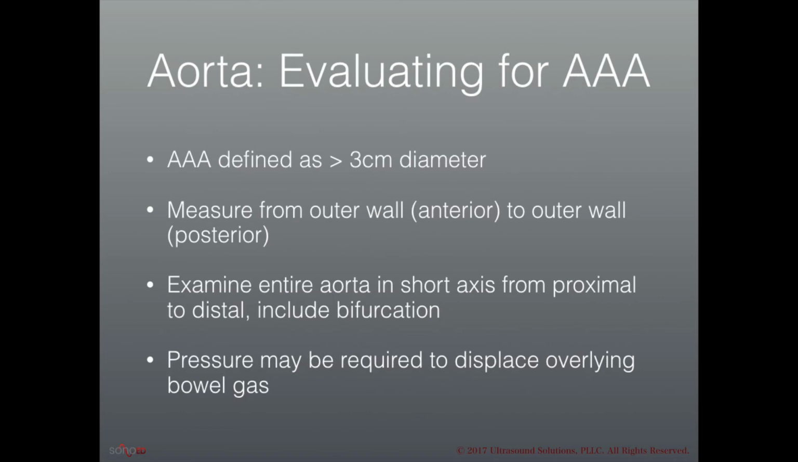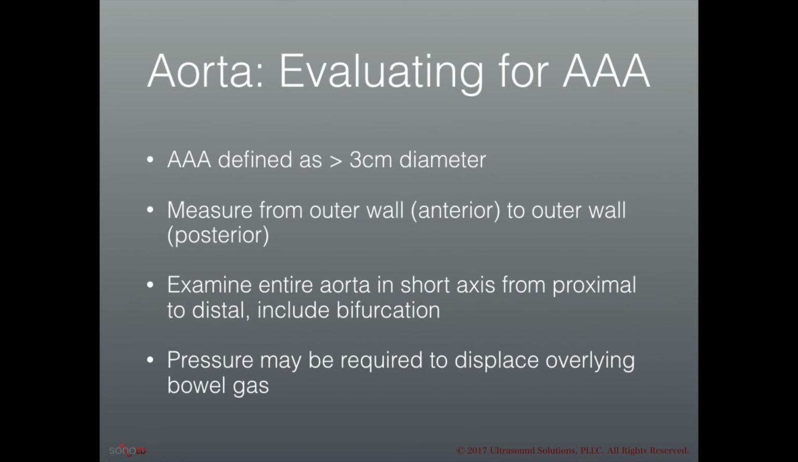Alright, let's put this all together and talk about how we're going to evaluate for a AAA. Recall that a AAA is going to be defined as an aortic diameter over 3 centimeters. To make this measurement, you're going to measure from the outer wall to the outer wall in the anterior-posterior diameter.